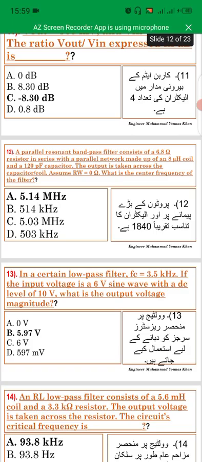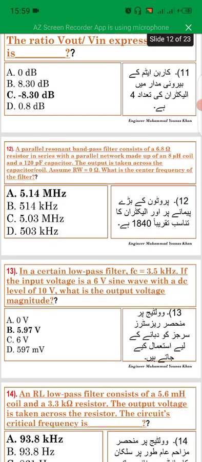A parallel resonant band pass filter consists of a 6.8 ohm resistor in series with a parallel network made up of an 8 microhenry coil and a 120 picofarad capacitor. The output is taken across the capacitor. The coil winding resistance is 0 ohm. What is the center frequency of the filter?